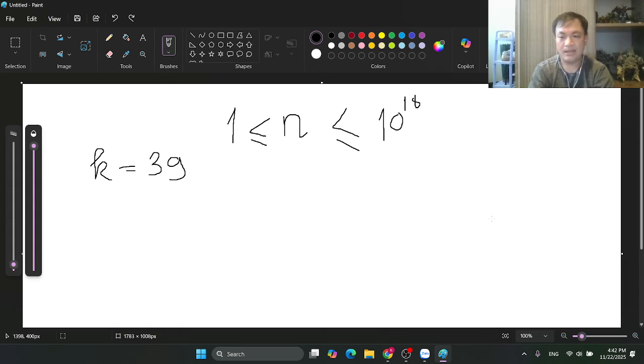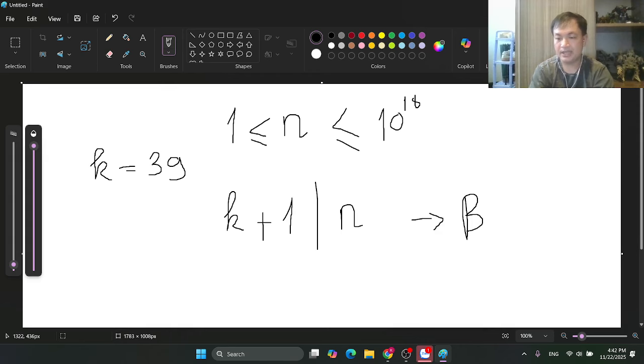Based on classical game theory, we have a lemma: if k plus 1 is a divisor of n, then the answer is B. In the other case, the answer is A. This is the truth, based on classical game theory.